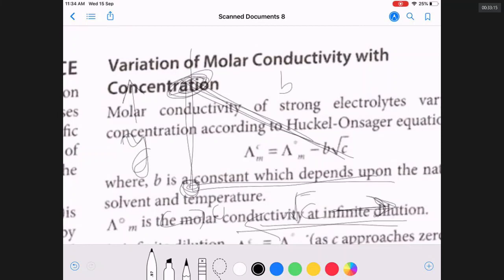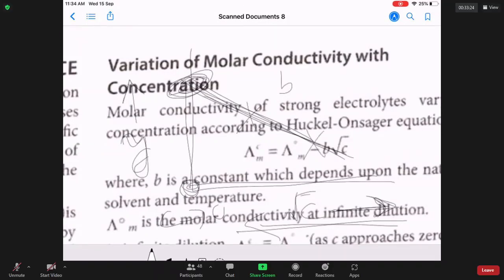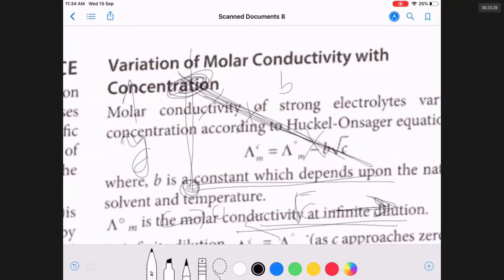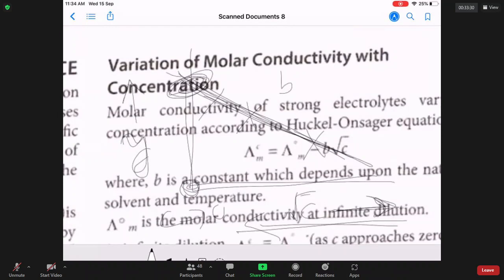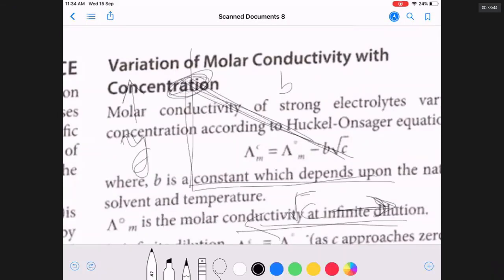This linear variation, if you note the conductance at this concentration, at this concentration, at this concentration, and if you increase the line length, it cuts here. The extrapolation of the graph between square root of C and conductance will give me molar conductance at infinite dilution for weak electrolytes. For strong electrolytes, the Debye-Huckel-Onsager law is acceptable.